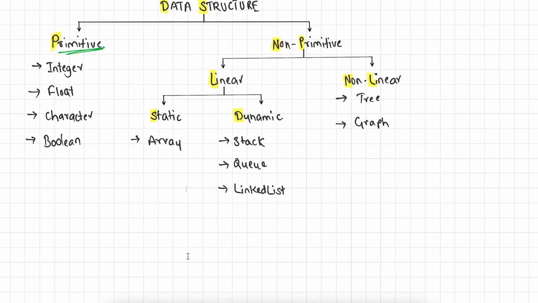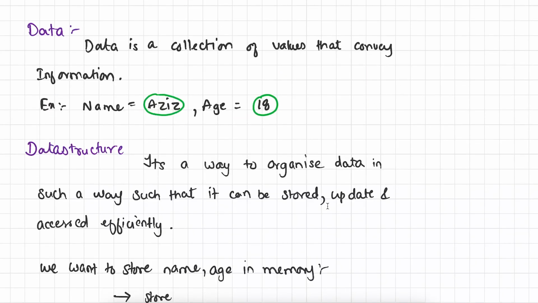Okay, let's move on. If we break the term primitive data structure, we get three words: primitive, data, and structure. So what does it mean by data? Data is nothing but a collection of values that convey information. For example, let's say my name is Aziz and my age is 18. Here Aziz and 18 are data, and this data conveys some information, that my name is Aziz and my age is 18. So this is what data is.